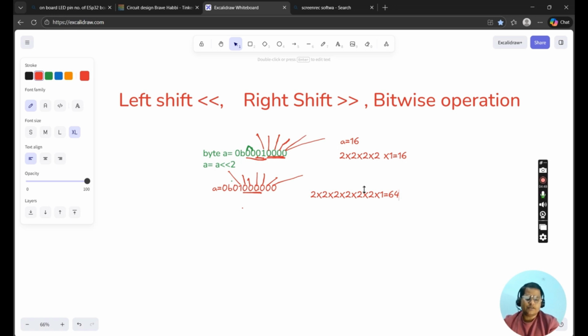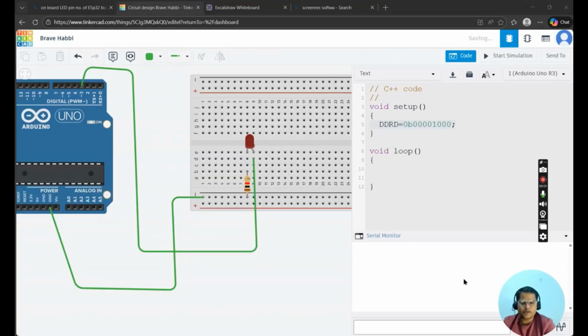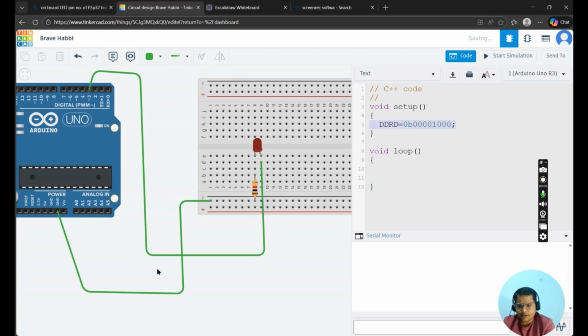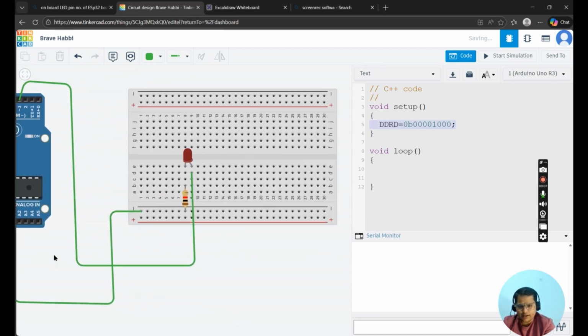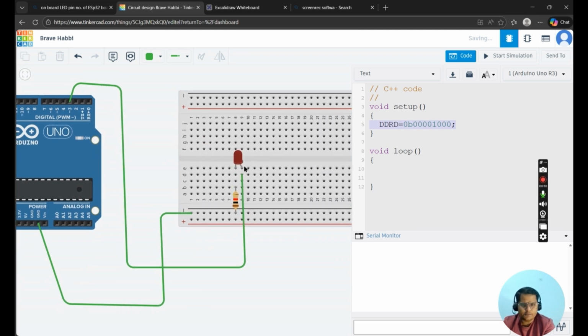I will also show the same thing on Tinkercad. Now we will understand left shift operation by this practical. So I have an Arduino board over here, Arduino Uno board, and already I have done the wiring of this LED. Positive of LED is connected to pin number 3. So 0 to 7 is basically port D, and negative of the LED I have connected to GND.